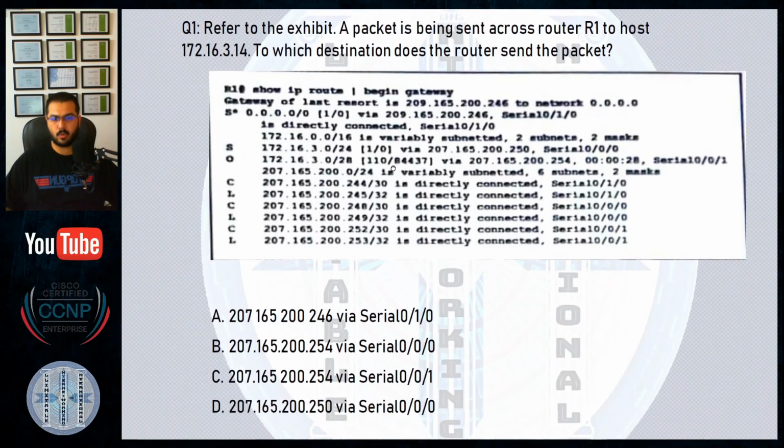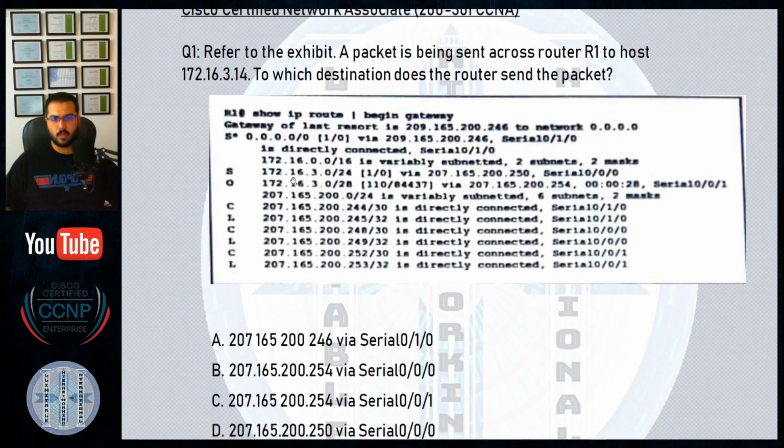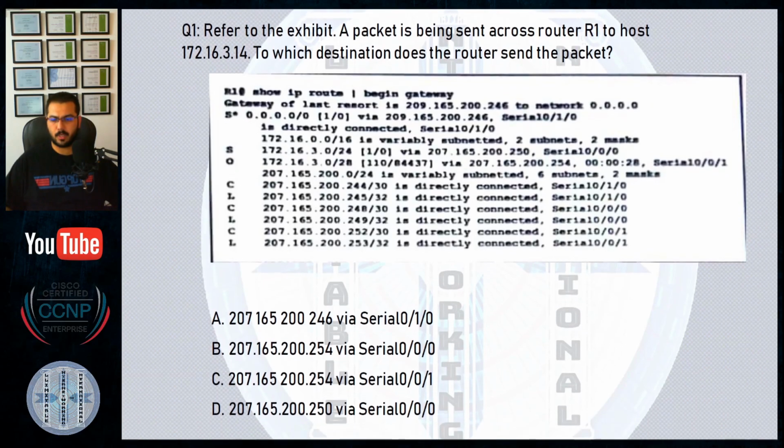Okay, so starting with this one, question number one: refer to the exhibit. A packet is being sent across R1 to this specific host. To which destination does the router send the packet? So we need to know the next hop that R1 will take to route to, if the destination was this specific host. Since it's a host, then it should be /32 or such. And let's see what we can find here.